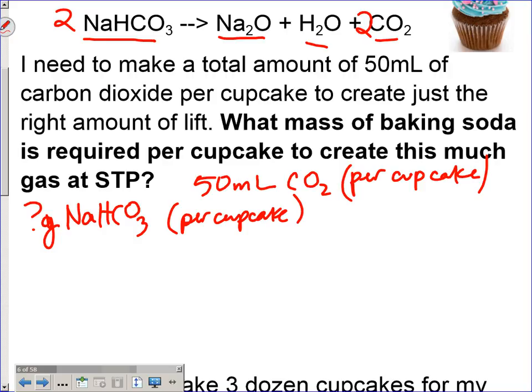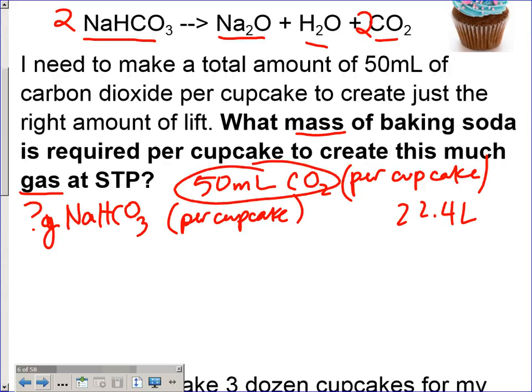So what mass of baking soda is required per cupcake to create this much gas at STP? What is it talking about, this much gas? Okay, well, I hear you going 22.4. That might be important later, but what gas is it speaking of? Carbon dioxide. So basically, what mass of baking soda is required to make 50 milliliters of carbon dioxide? That's really what the question's asking for.